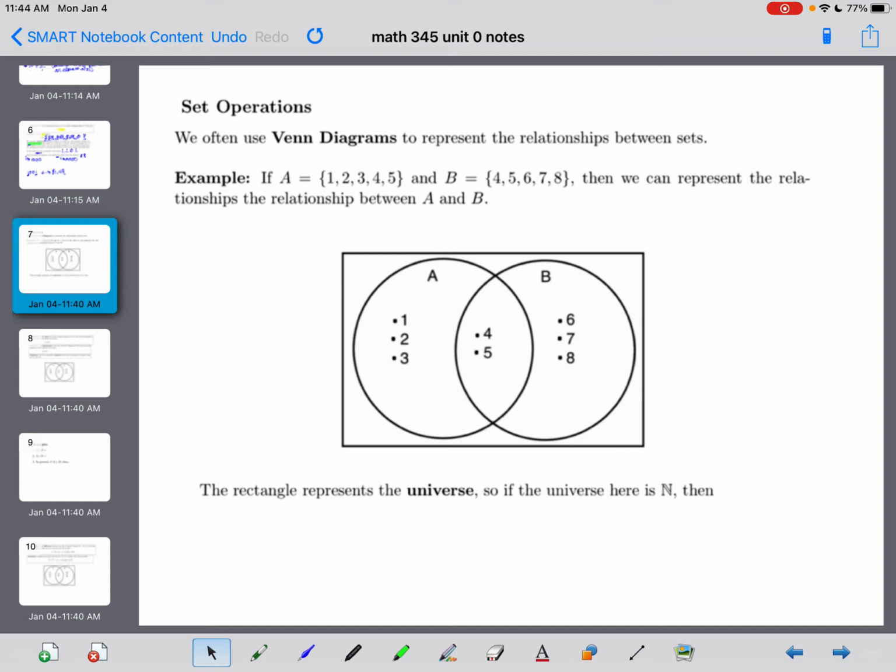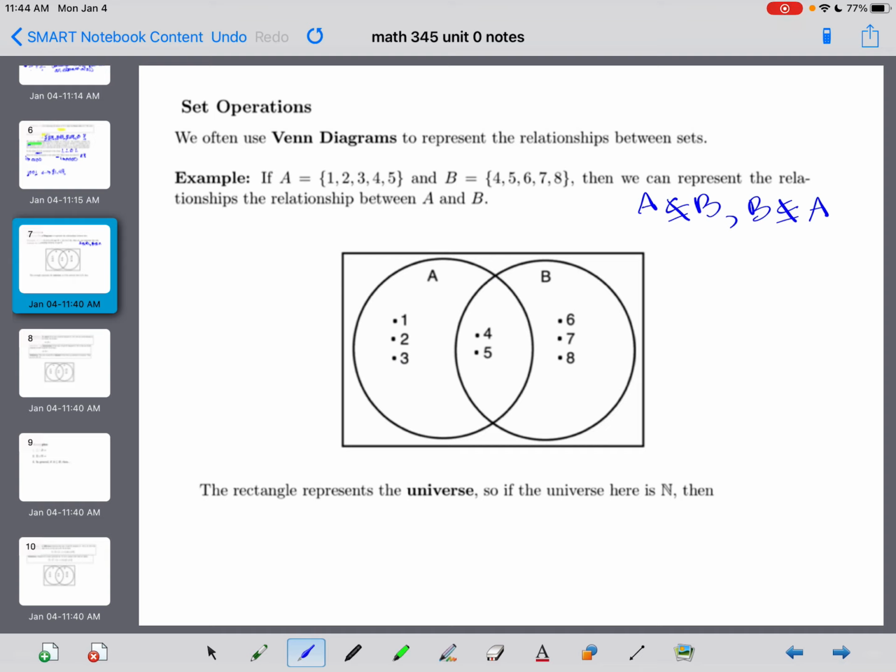If A, for example, is a set containing the elements 1, 2, 3, 4, 5, and B is a set containing 4, 5, 6, 7, 8, then we can represent the relationship between A and B using a Venn diagram, and it's useful to do so because note that A is not a subset of B here, because, for example, A contains the element 1, which B does not, and B is not a subset of A either. B contains 8 and A does not.